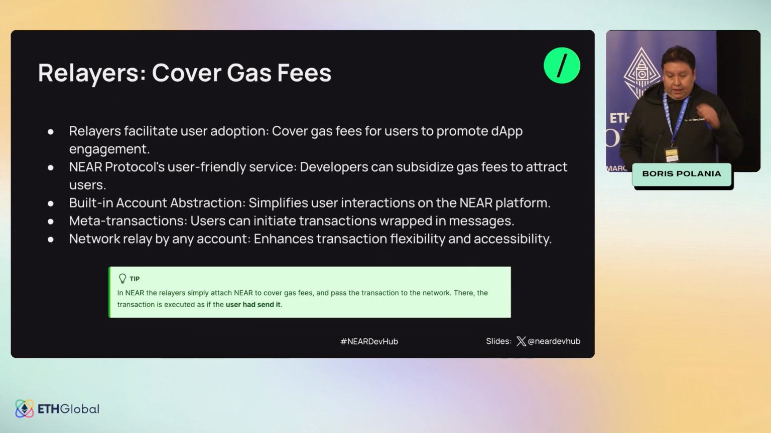So the components that we have for chain abstraction are the relayers. Basically, when you deploy a relayer, you will be able to cover gas fees, or decide who pays for the gas. It could be yourself or a third party.